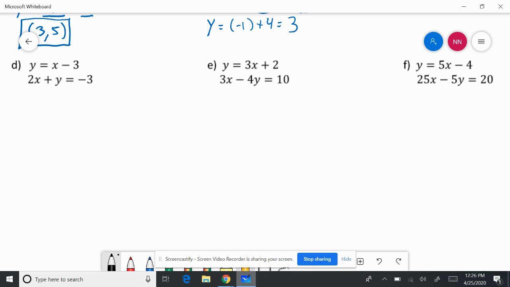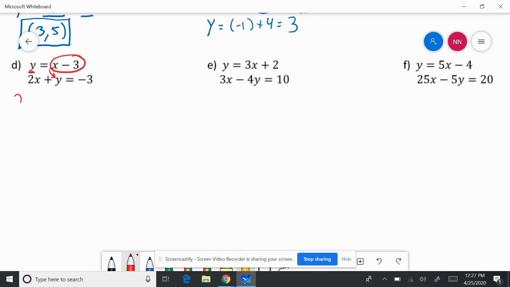We're going to continue solving with substitution. Remember, what we're going to be doing is we're going to take one expression and we're going to plug it into another. So we're going to take the x minus 3 and we're going to substitute it into the y in the other equation. And the reason that we're able to do this is because y is equal to x minus 3. So we can plug it into the other equation.